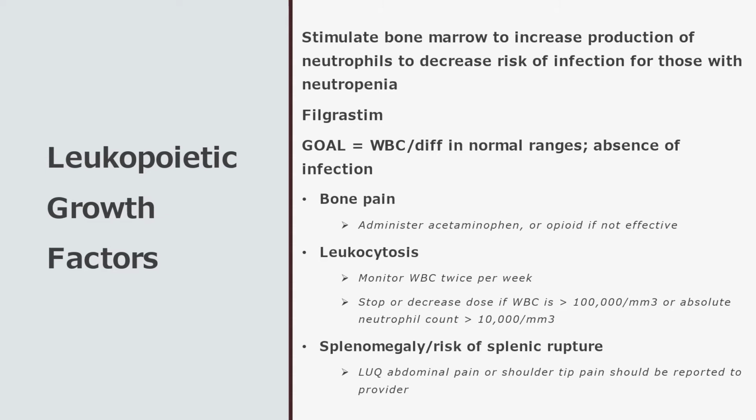Our other concern here is splenomegaly and risk for splenic rupture. So a left upper quadrant abdominal pain may be reported by the client, and shoulder tip pain. It will radiate to their shoulder. Should be reported to the provider. Sometimes it can be confused with chest pain.